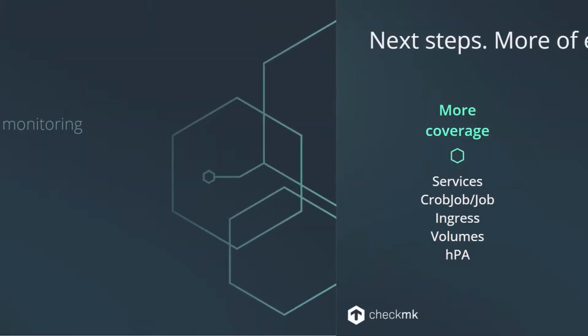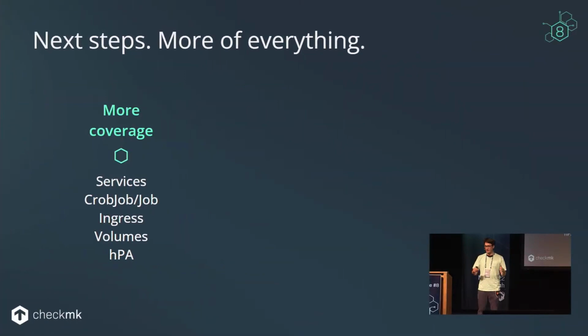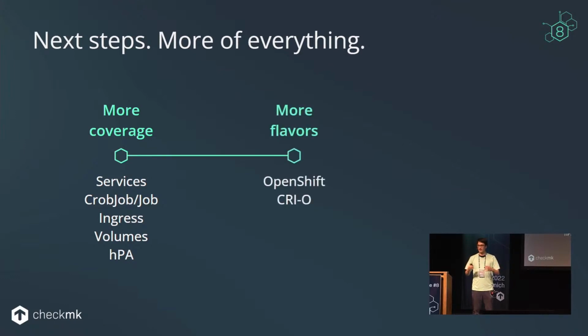Okay, what's the outlook? What's next? As said before, we want to do more coverage. A couple of objects missing. So, for example, services, cron jobs, ingresses, volumes, horizontal pod autoscaling. At the moment, you have basically everything which you really need. These are things which are nice and good. There are a lot of interesting concepts which can be done around them, which will be super nice, I think, in the end, if we do that, and we will do that. The other thing is which flavors do we cover? We will do more flavors. We will do OpenShift and the container runtime CRI-O.